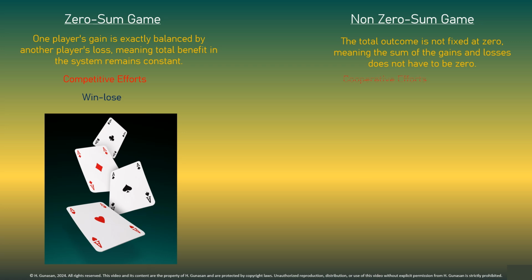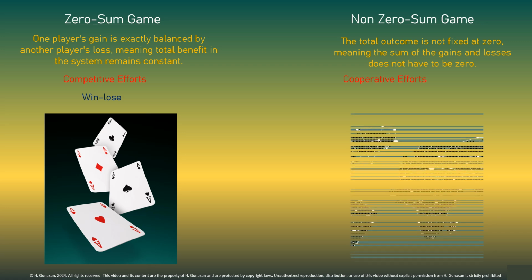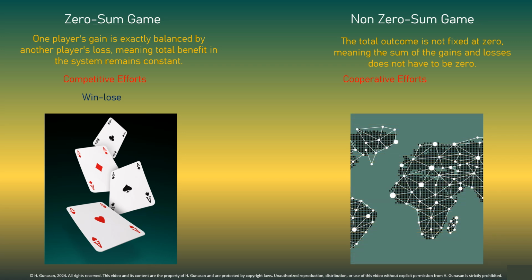In non-zero-sum games, players have more room for cooperative efforts, where collaboration can lead to better outcomes for all parties involved. A perfect example of this is trade between two countries. When countries engage in trade, both can benefit. For instance, one country may be better at producing agricultural goods, while another may have a competitive advantage in technology. By trading these goods, both countries can obtain what they need at a lower cost than if they tried to produce everything themselves. This creates a win-win situation where both players benefit, and the total outcome is positive.